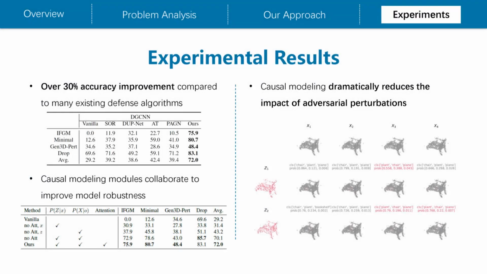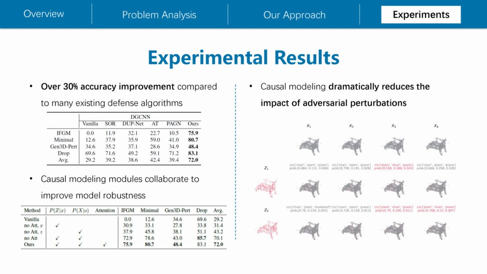Our extensive experiments on benchmark datasets demonstrate the effectiveness of CausalPC. Compared to state-of-the-art defense methods, CausalPC can significantly improve the adversarial robustness of various point cloud classifiers. For instance, the classification accuracy of DGCNN on the ModelNet 40 dataset increases from 29.2% to 72.0% under adversarial attacks, outperforming the best baseline by 30 percentage points.